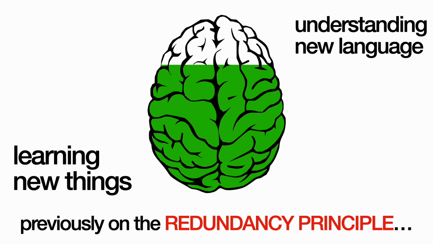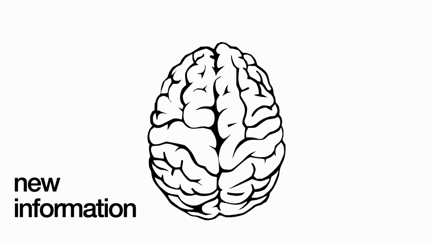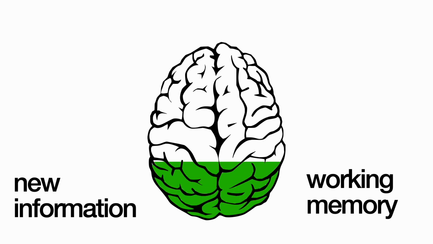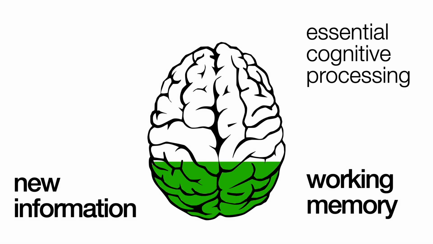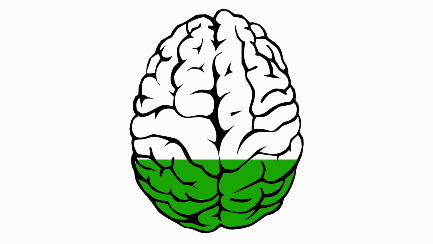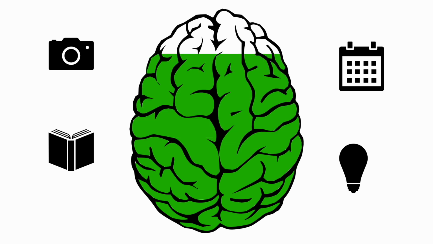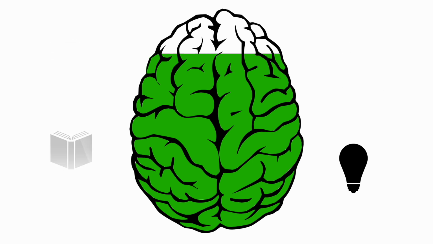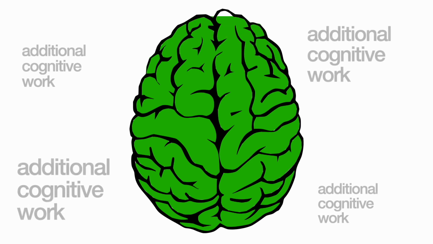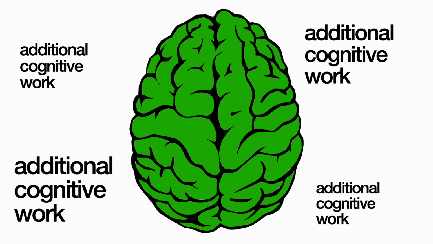But let's look at learning more closely. When we're presented with new information, we store it in our working memory. This is part of essential cognitive processing, which is the initial stage of learning. At this stage, the new information doesn't make sense to us yet. They're still isolated bits of images, dates, keywords, and ideas. For learning to happen, we need to do additional cognitive processing to make sense of this information. But our working memory is limited in how much information it can contain and process at any given time, and any additional cognitive work we have to do, however minor it may seem, will make it more difficult for us to learn.